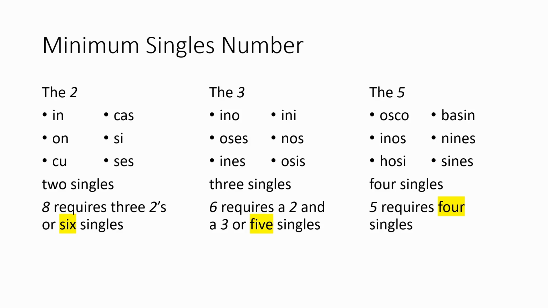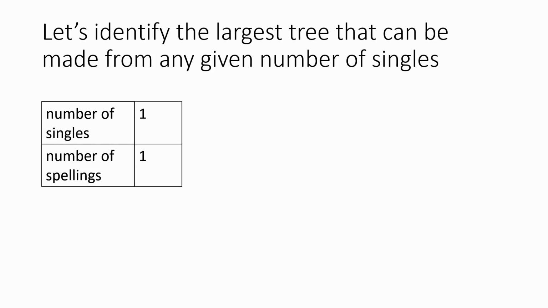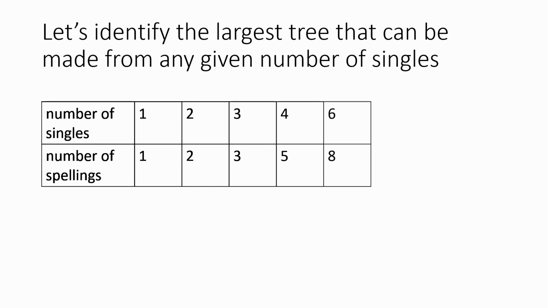It's here. In the 5 versus 6 versus 8 discussion, we talked about the number of singles required to make each of those size trees. You can also look at it from the other perspective. So what is the maximum tree length that we can make with any given number of singles? Oh boy. So 1 single makes 1, 2 singles makes a 2, 3 singles makes a 3, 4 singles makes a 5, and you get the idea. It's the Fibonacci sequence again.